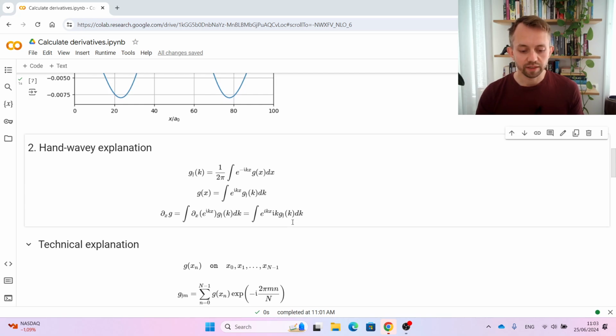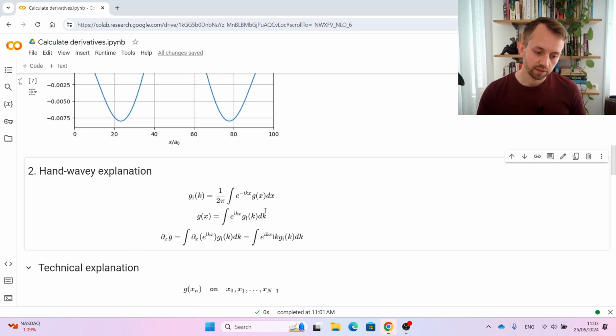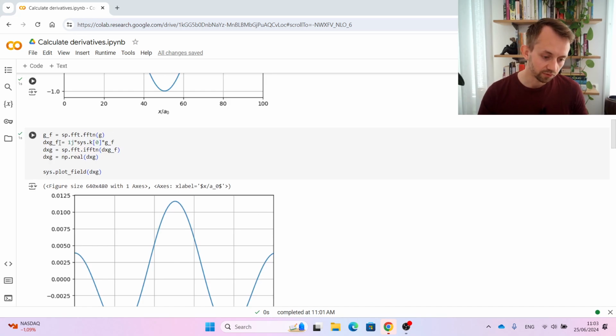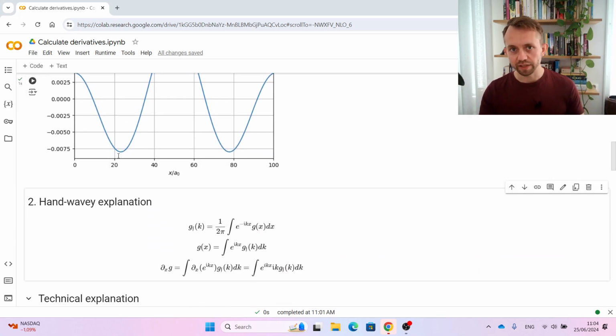And so the idea then is that in order to get the derivative of the function, I take the Fourier transform of the field, that is gf, I multiply by ik, right? So that gives me this thing here. And then I just do the inverse Fourier transform of that resulting bit, which is this function here. And that should give me dxg in return. So you can see that's what I did here. So I calculated the Fourier transform of g, I multiplied by i times k, and then I took the inverse Fourier transform of that, and then I took the real part. So that's the hand-wavy explanation.